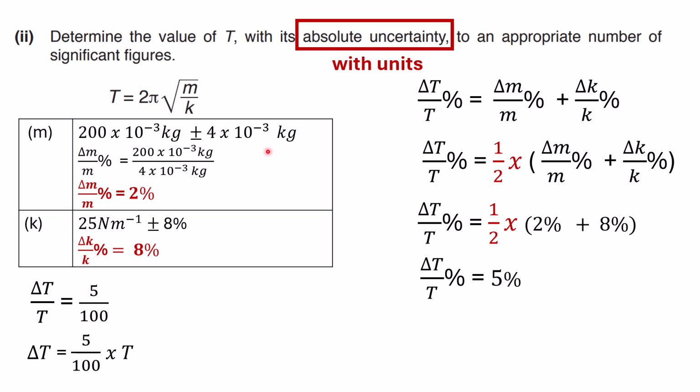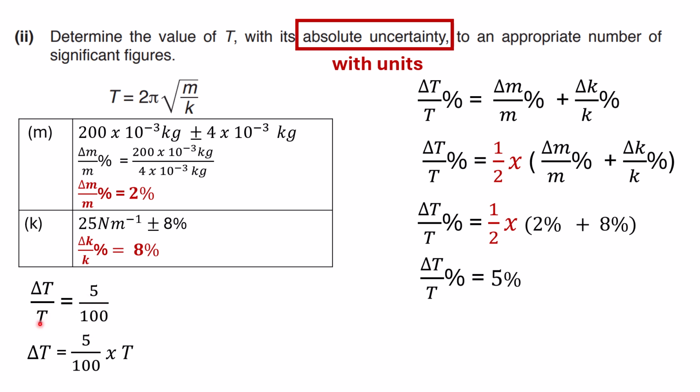Absolute uncertainty is when you have a unit. So right here you have an example of the mass. This here is the absolute uncertainty for the mass. This is the percentage uncertainty for the spring constant, which is the notation.